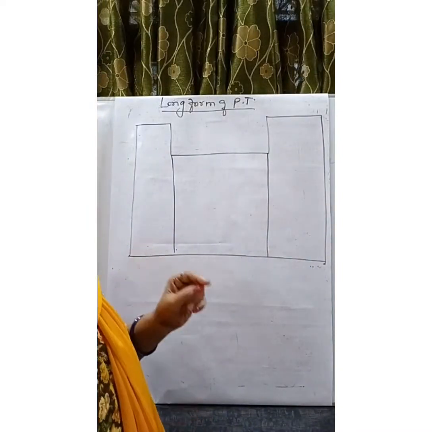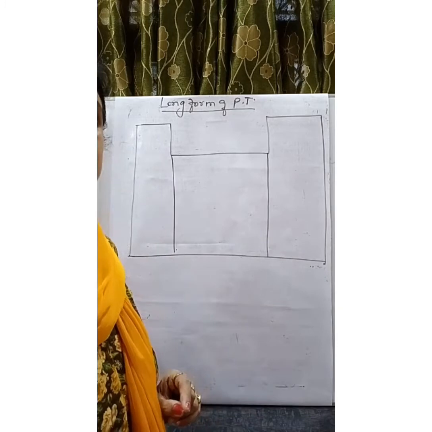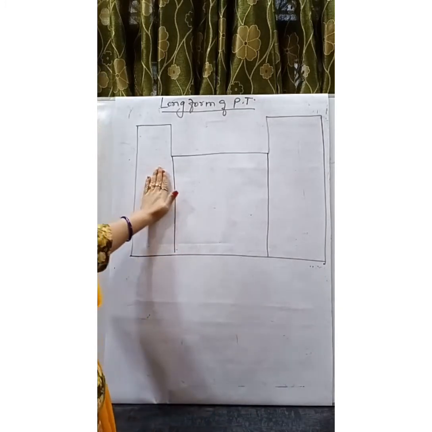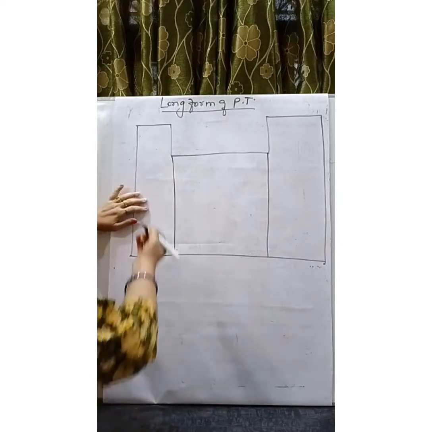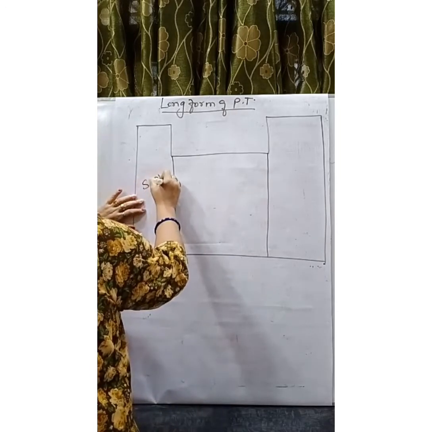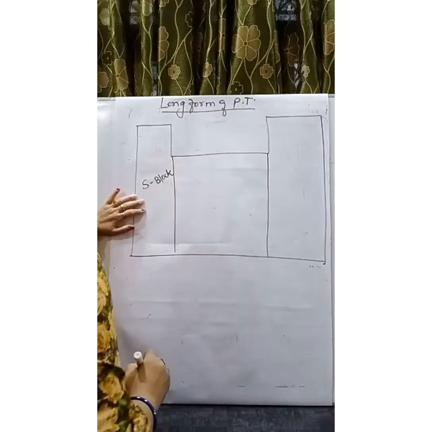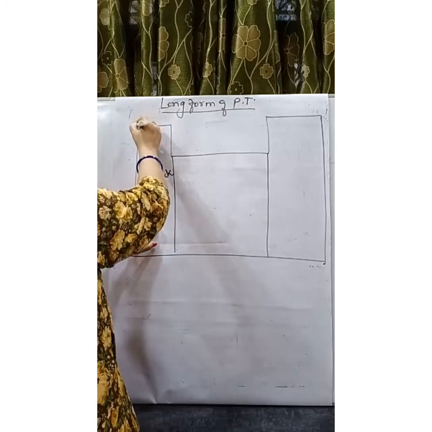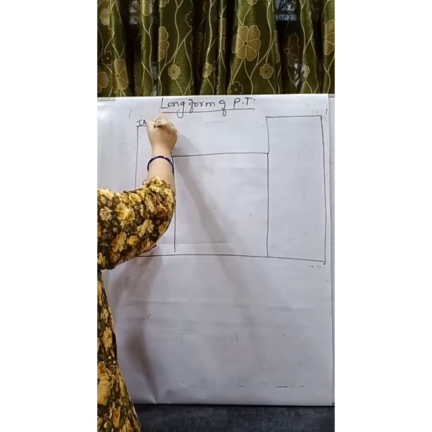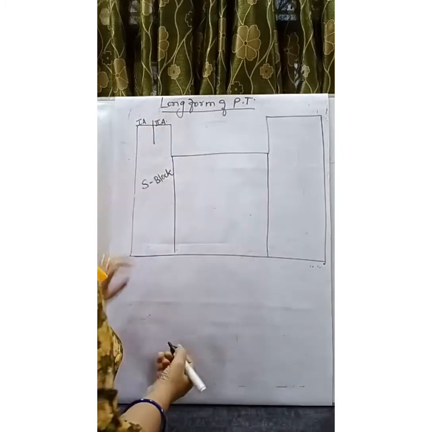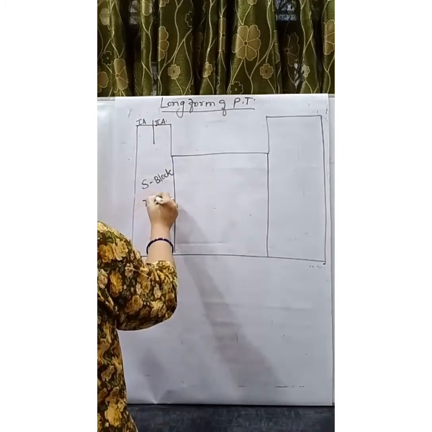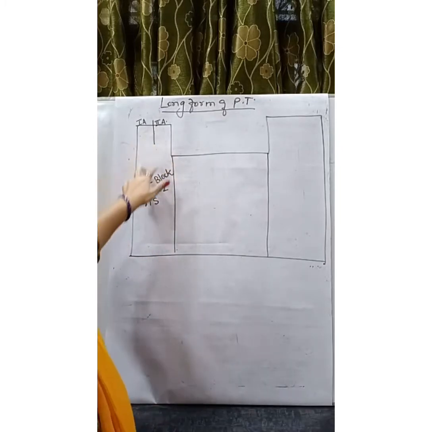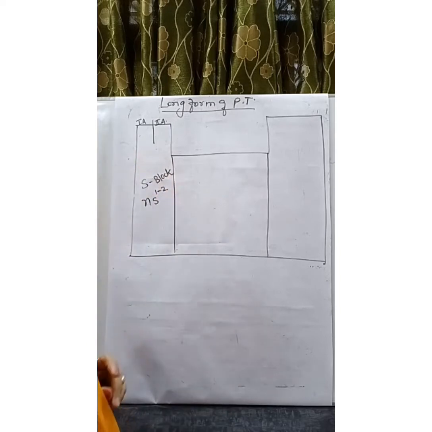When the last electron enters into the s orbital, the element is said to belong to the s block. On the extreme left hand side of the periodic table, we have the s block elements, which are made up of group 1A and group 2A. The general electronic configuration of the s block is ns1 to 2. So these two groups belong to the s block.